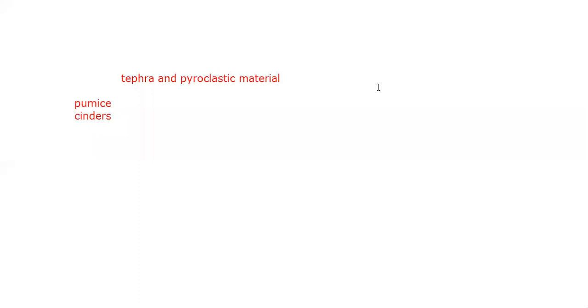Now, the next one that we're going to look at is volcanic ash, right? Now, these are very small particles, fine particles of pulverized rock blown from the explosion vent. So they're very small. Basically, they're dust.